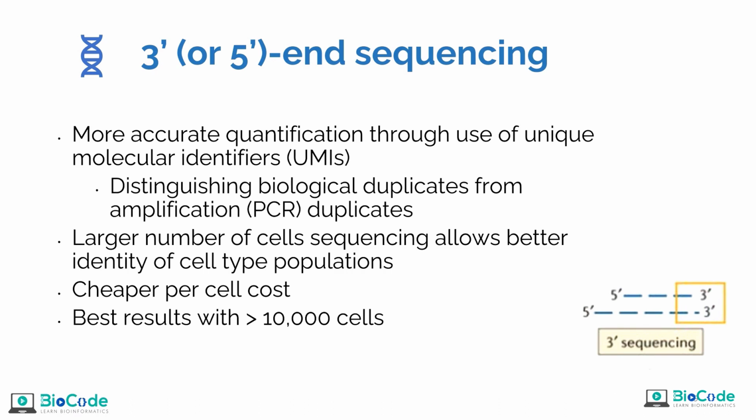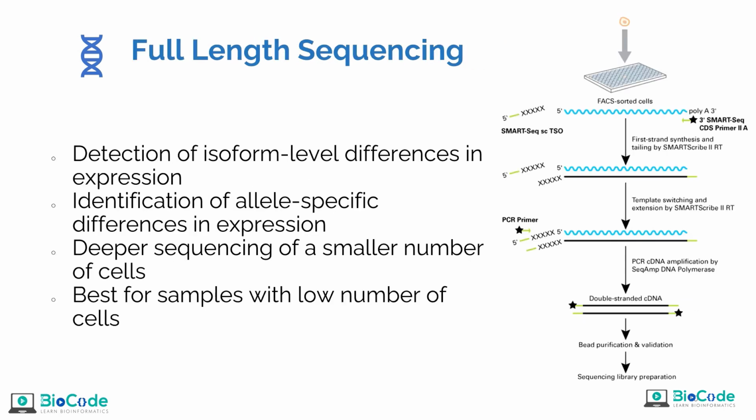So basically what happens is that UMIs are attached to multiple different transcripts. If each read comes from the same transcript, it will have the same unique molecular identifier. So it allows us to identify those biological duplicates and allows us to do amplification as well, so that we can later on remove these PCR duplicates. It provides the best results with more than 10,000 cells.